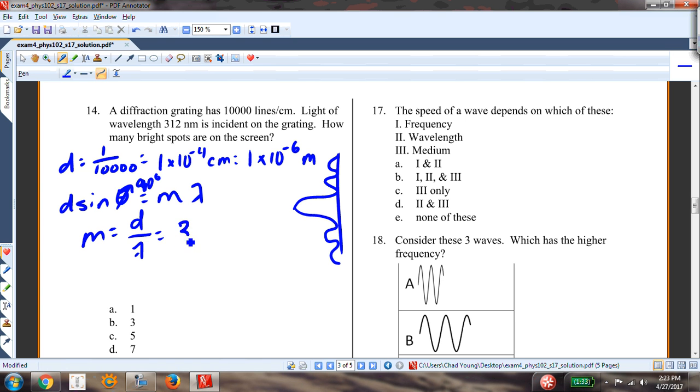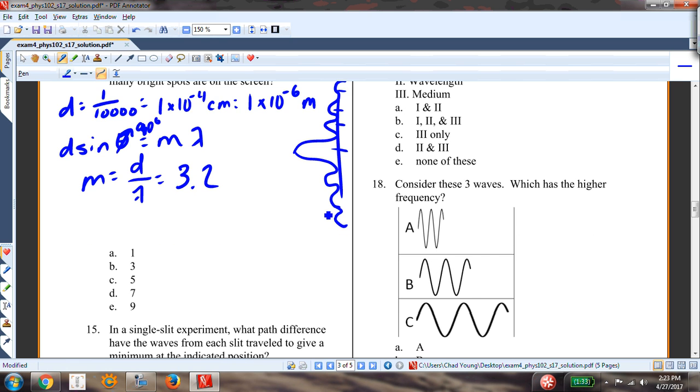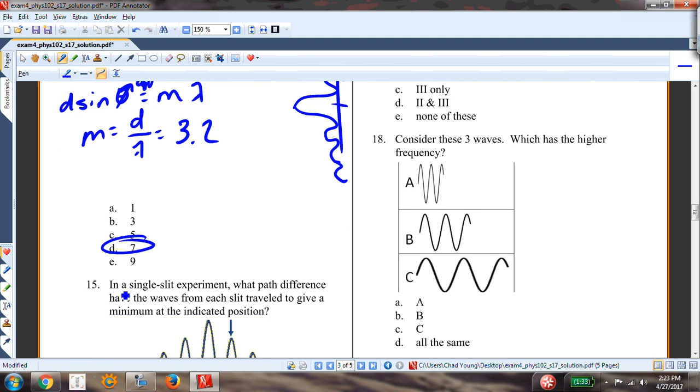I get 3.2. That means I'm going to get 3 orders. I'm going to get m equals 1, 2, and 3, and then m equals 0. So the total number of bright spots on the screen is going to be 7. I have the central bright fringe, and I have 3 on each side.